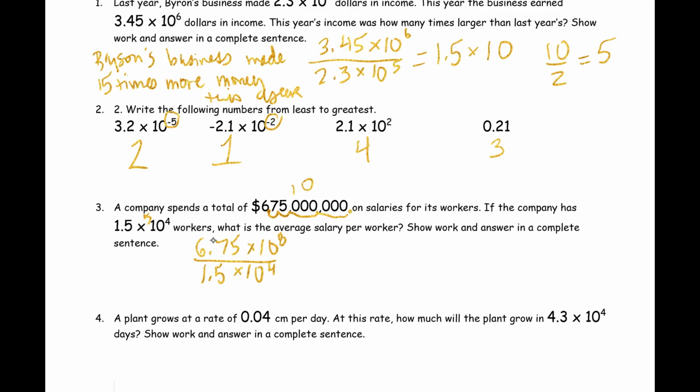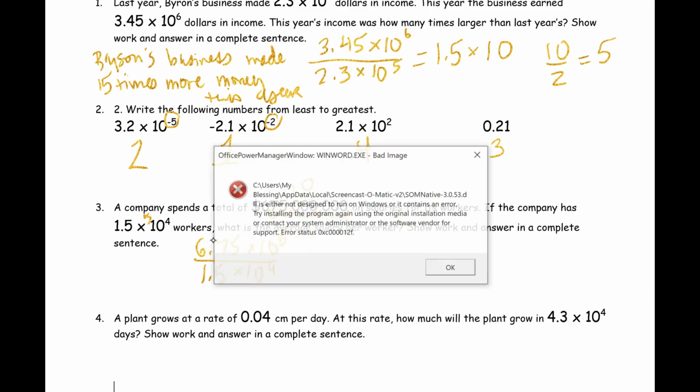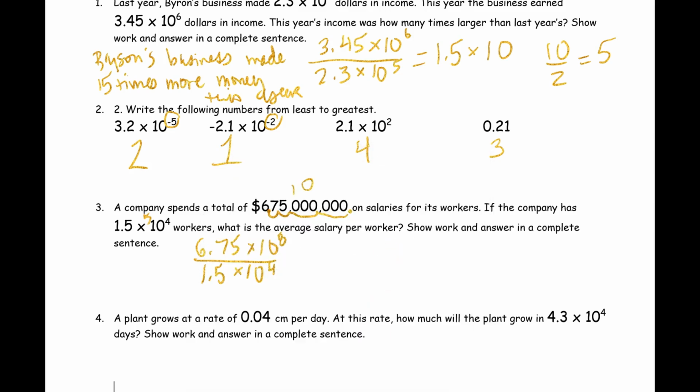So 6.75 divided by 1.5 is 4.5. I gotta get rid of him because he's gonna come back. Gives me 4.5. And then 10 to the 8th divided by 10 to the 4th. Subtract those, you get 10 to the 4th. So 4.5 times 10 to the 4th power is going to give me 45,000.